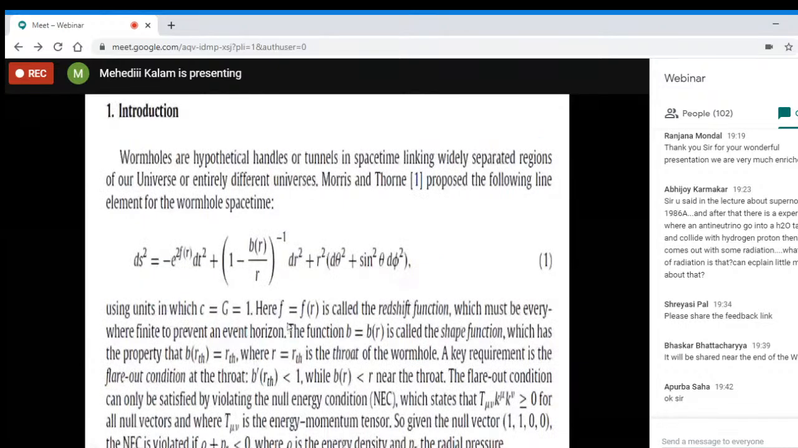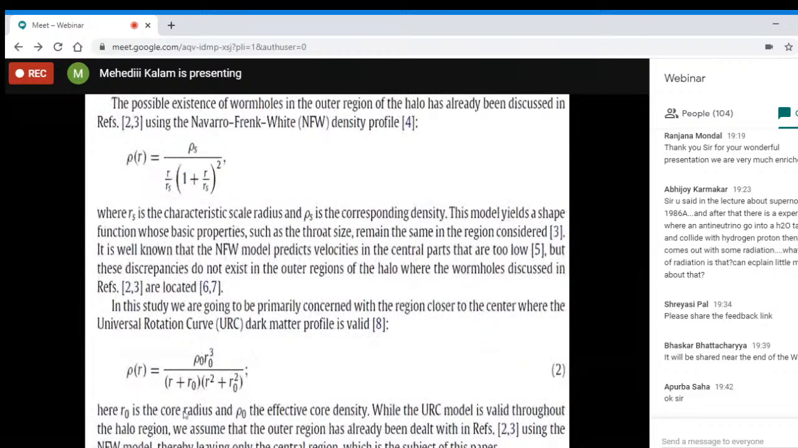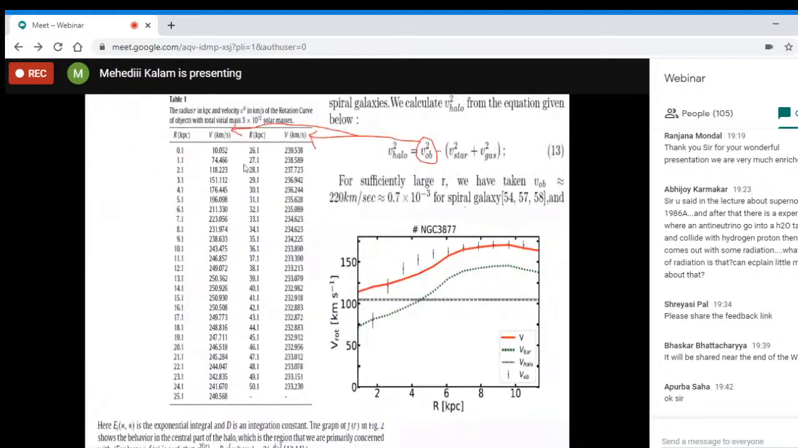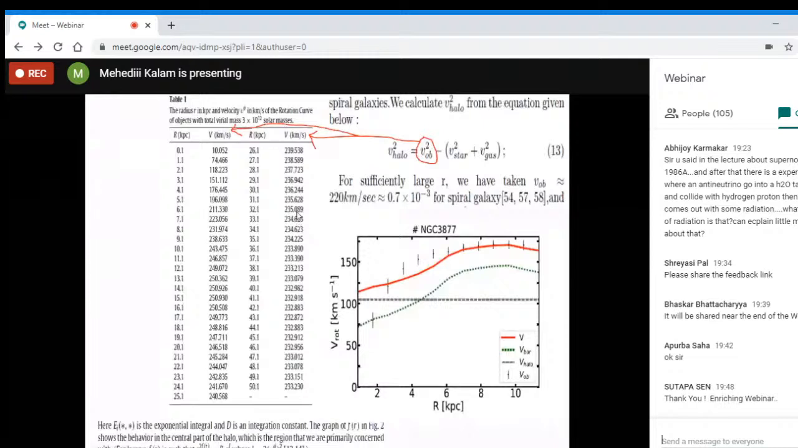And they successfully showed that with this URC density profile model, they can construct the wormhole. The most important point I want to mention here is that this r0 is the core radius and rho0 is the effective core density. They took these values for the Milky Way, observed values, only for the Milky Way galaxy. They proved it for the Milky Way galaxy. And these are the observational rotation curve data that they used. This is one of the galaxies' curves. This is the observed one.